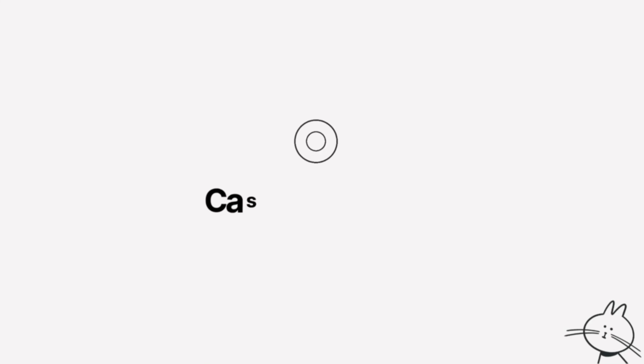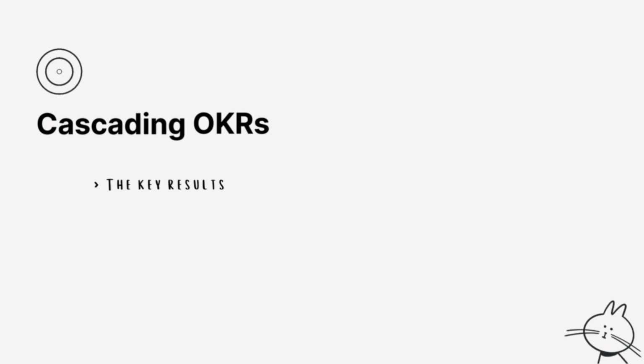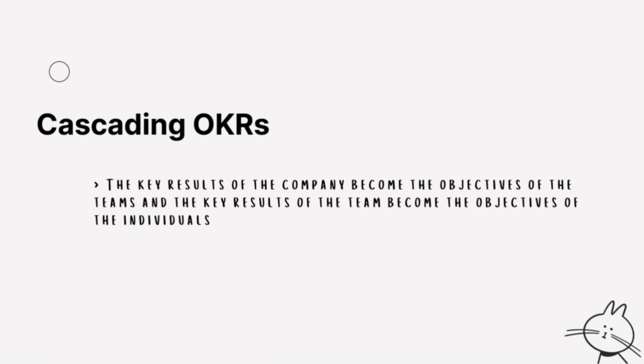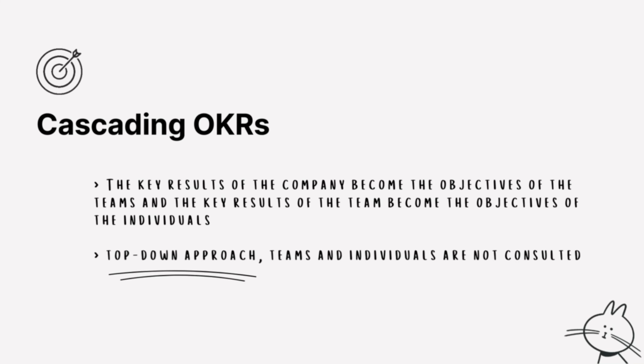Now let's talk about multi-level OKRs. Multi-level OKRs can also be referred to as cascading OKRs, but there's a difference between the two. Cascading OKRs means that the key results of the company become the objectives of the team, and the key results of the team become the objectives of the individuals. But this assumes a top-down approach, meaning teams and individuals are not actually consulted or involved in the goal-setting process. So I'm not a fan of this approach at all. That's why I prefer to use the term multi-level OKRs.